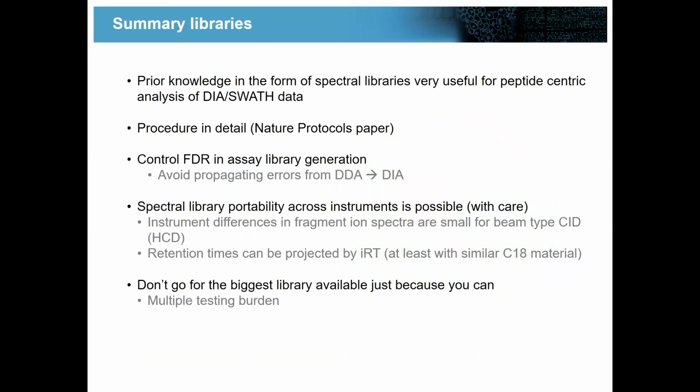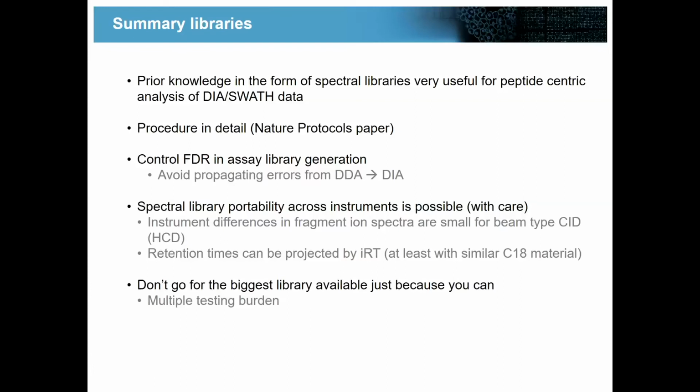Okay. So the summary about libraries is basically we don't need, but it's very helpful to have some prior knowledge in the form of spectral libraries for this peptide-centric analysis of DIA data. We have this protocol paper with everything written down in detail. FDR control at the library stage is very important because we don't want to propagate errors through the pipeline. Spectral library portability is possible, but with care.